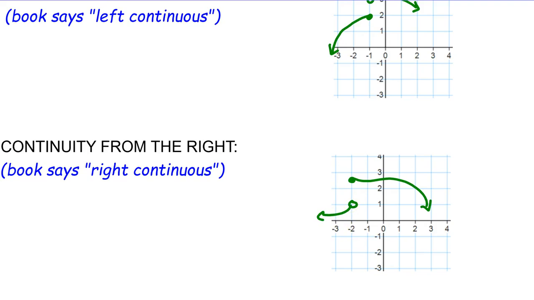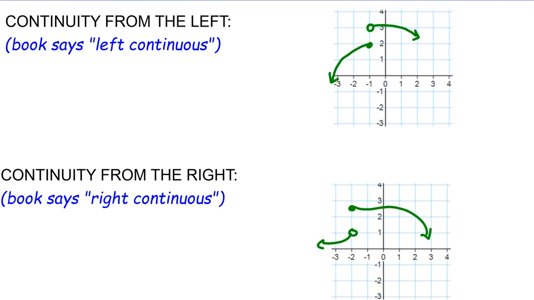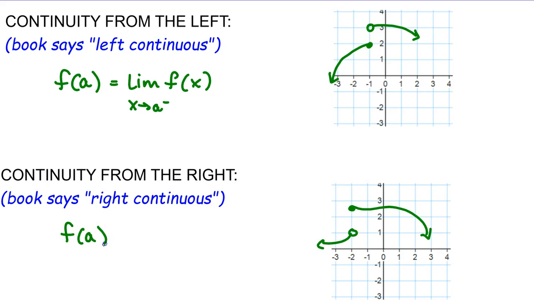So, in terms of limits, if something's continuous from the left, then the function value f of a is equal to the limit of f of x as x approaches a from the left. And continuity from the right, the function value f of a is equal to the limit of f of x as x approaches a from the right.